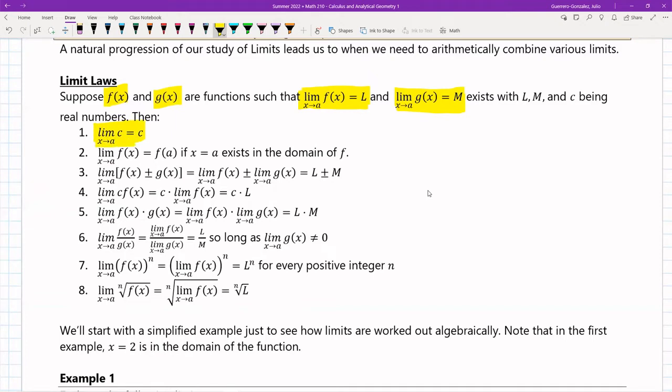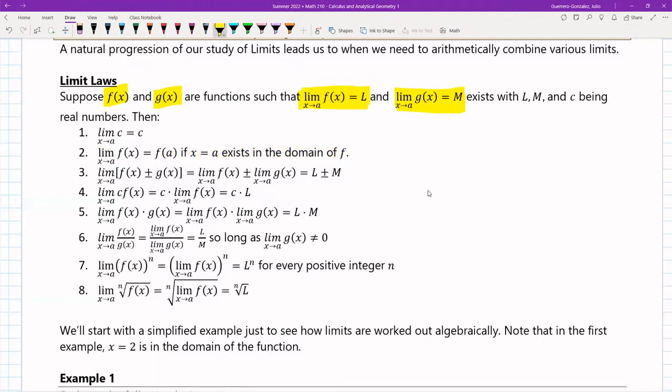The limit as x approaches a of a value c is always going to be that value c. Graphically, that's going to be a line across the value c. So as we approach any value, it's always going to be c. This is the big one that we're going to be using on a regular basis. The limit as x approaches a of f of x is always going to be f of a if the value a exists in the domain of f. Basically saying that we can plug in the value if a is in our domain.